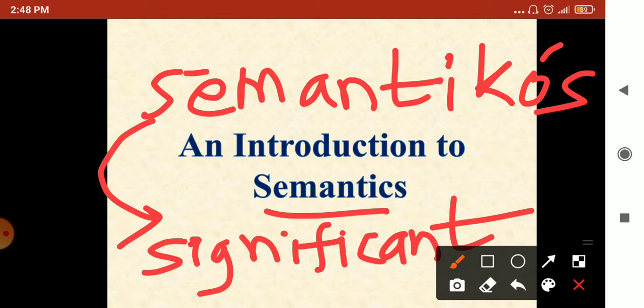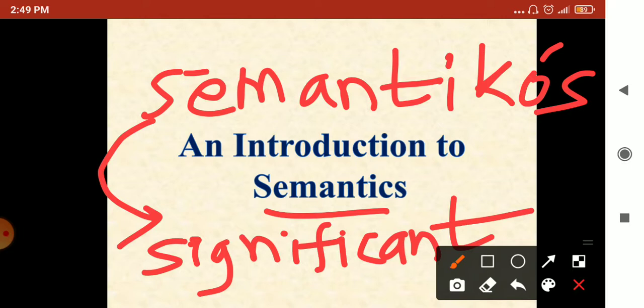So in the past, the word semantics was often used to refer to the historical study of changes in the meaning of words. As you know, words go under change. The meanings of words change from time to time. So a word which meant something in the 16th century, in today's time, the meaning of the same word is altogether different. It could be possible. So earlier semantics was the historical study of changes in the meaning of words.